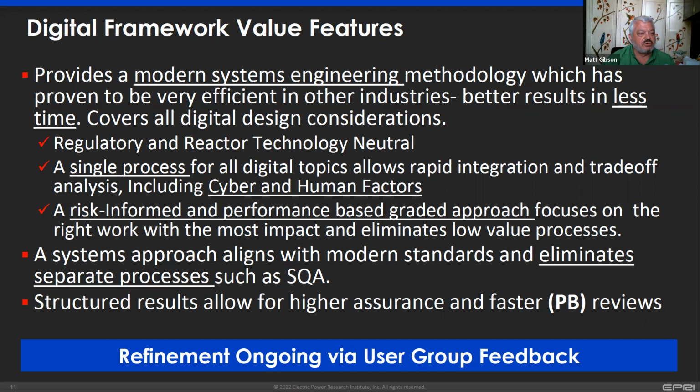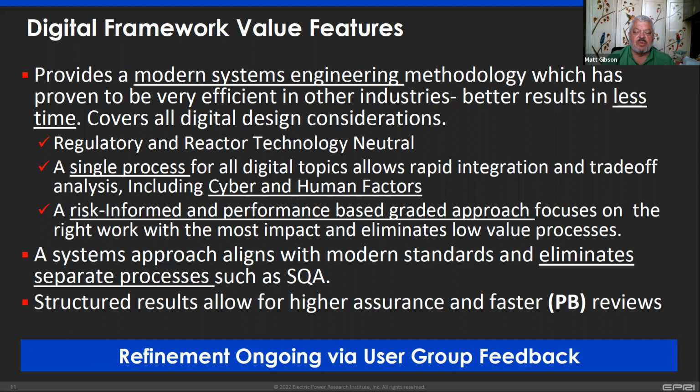It's regulatory and reactor technology neutral, a single process that covers everything, cyber and human factors. It's risk informed and performance based because it really uses risk for insights, and it is focused on the outcomes, not the process. The outcome is what matters, the performance of the design that you ultimately produce. That has a lot of value. One of the things to reiterate in this value is it eliminates separate processes like the SQA process, all built together in one process.